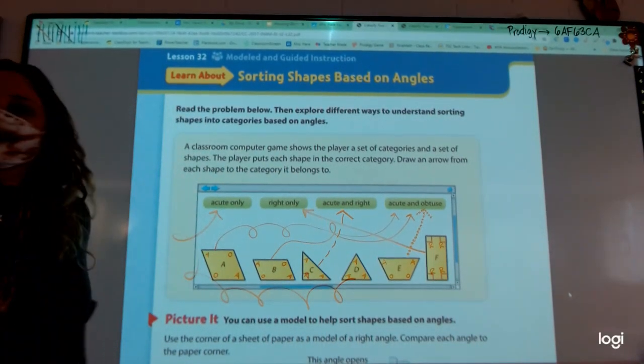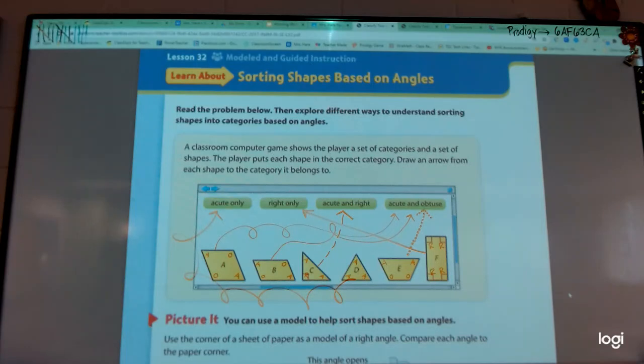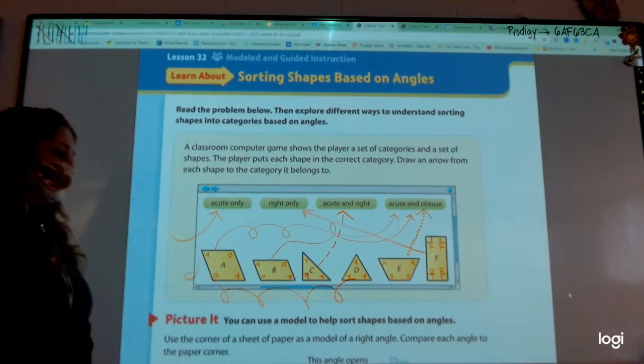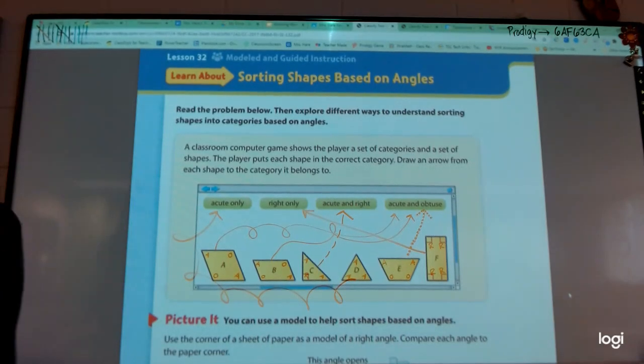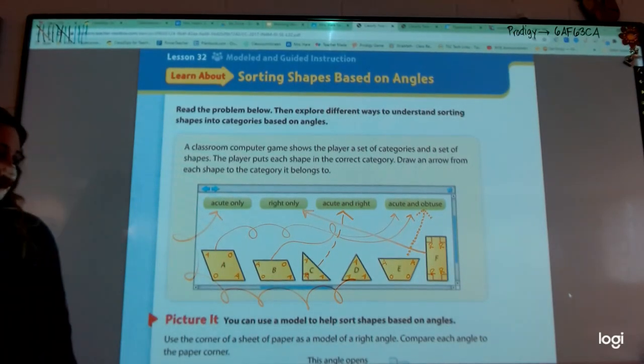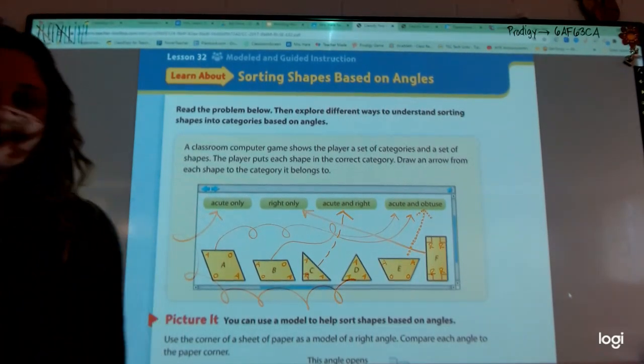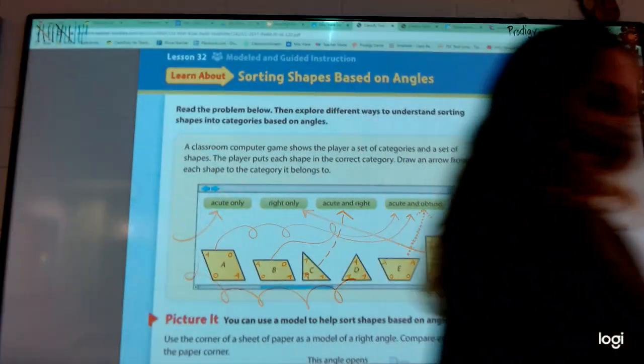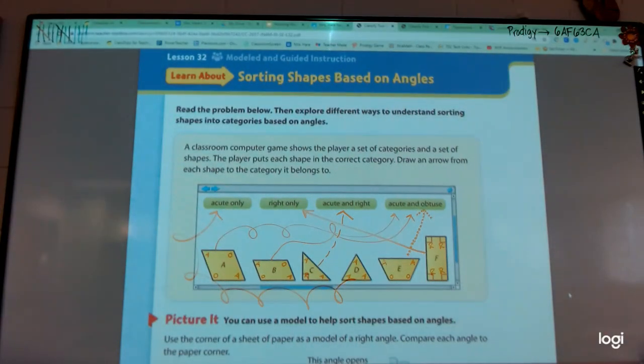All right, check with me once you're finished. Make sure that you sent those shapes to the correct place. Rectangle should be easy. It was our only shape with 4 right angles, so it can go in the right only section. Our trapezoid had acute and obtuse. I would go up.